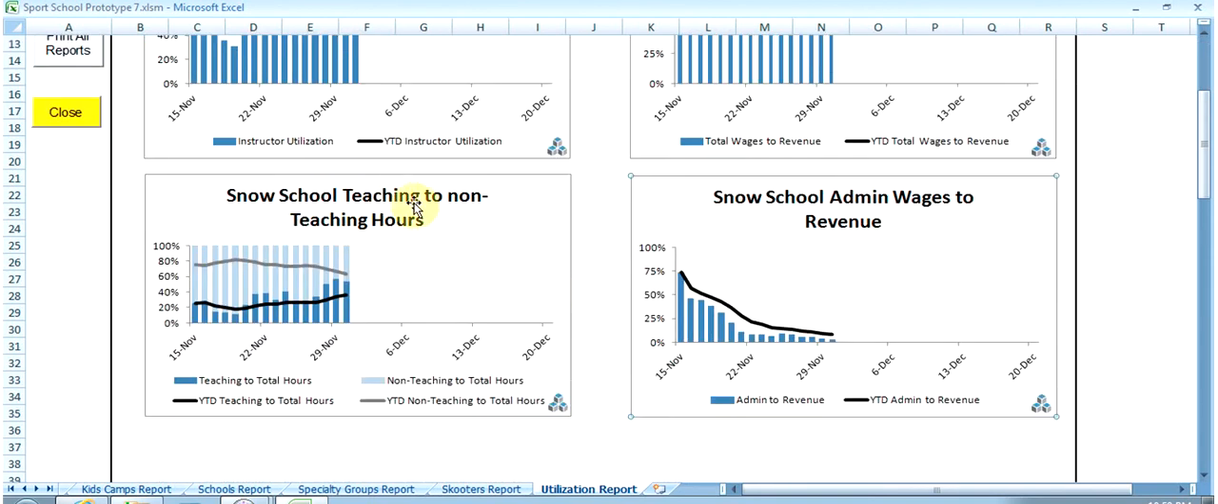Snow school teaching to non-teaching hours. This compares teaching hours to, again, supervisory hours, manager's hours, etc. And your snow school admin wages to revenue. These are your non-teaching hours as a percentage of total revenue in your snow school.